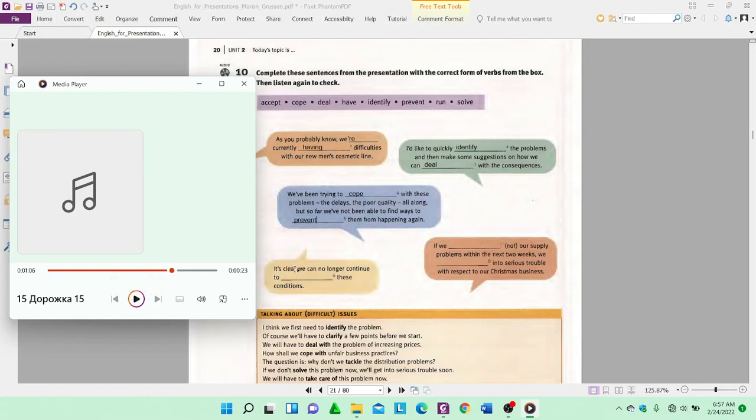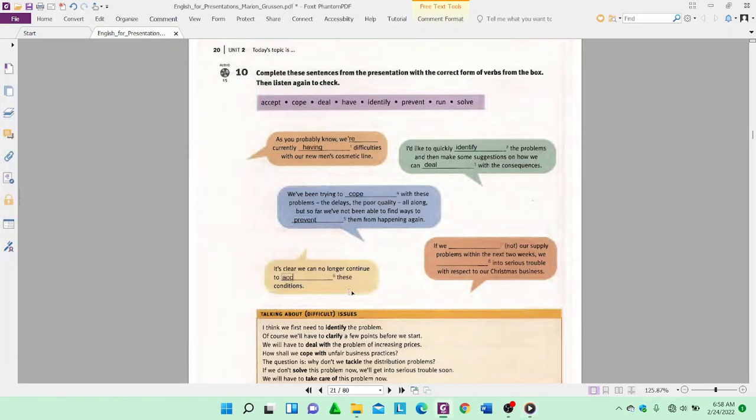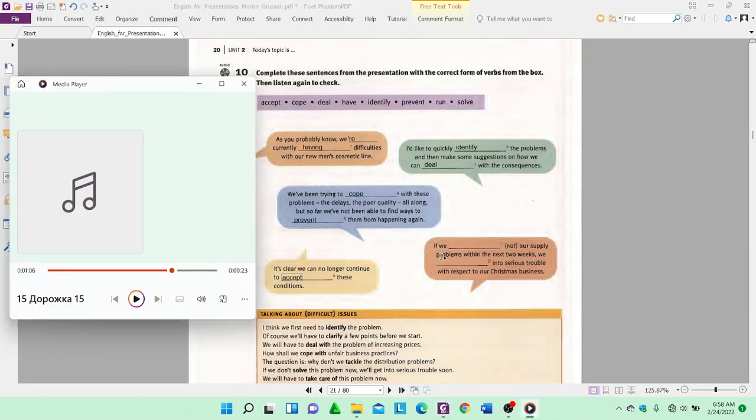It's clear we can no longer continue to accept ya, this condition. Oke ya. Kalau nggak tahu artinya ini di post videonya, you can find the meaning using Google Translate atau dictionary ya. Right. Next one. Nih, the last bubble.